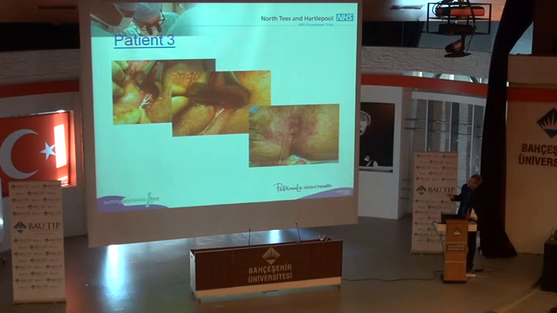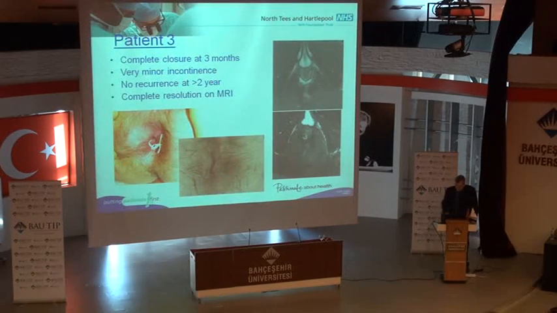Here is a similar thing: the seton, the advancement flap and the injection. At 3 months again, he had complete closure. He had a very minor incontinence. However, that was actually pre-existing to our treatment, so he did have a bit of incontinence beforehand already, and that didn't get worse through our procedure. There was no recurrence at 2 years, and on MRI it had completely resolved.